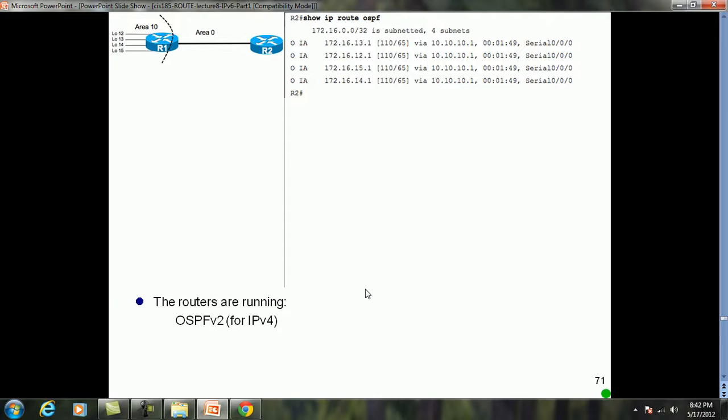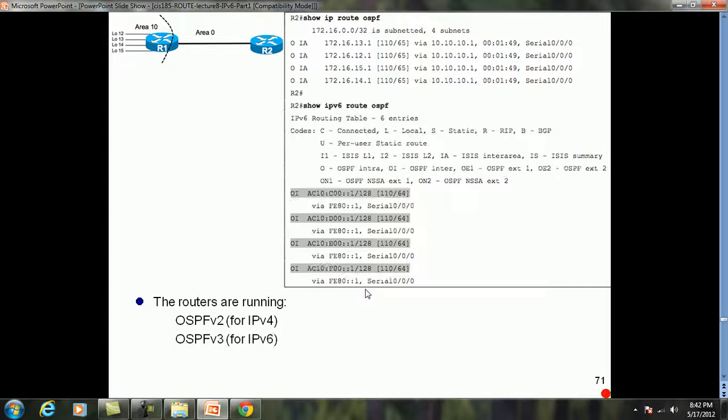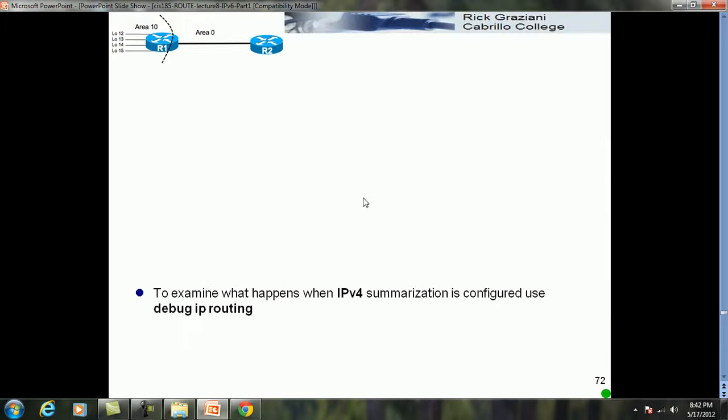Now, the routers are running OSPF version 2 for IPv4. When I give the command show IPv6 route, and show IPv6 route OSPF, see, same thing. Can you see? Shown as /128, correct? Understanding? Yes. And OSPF version 3 for IPv6.